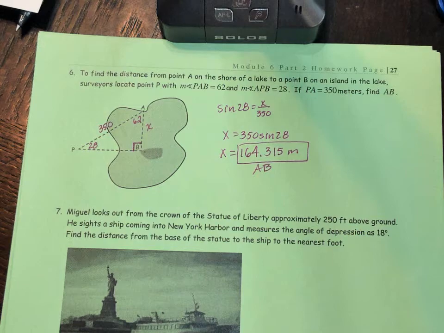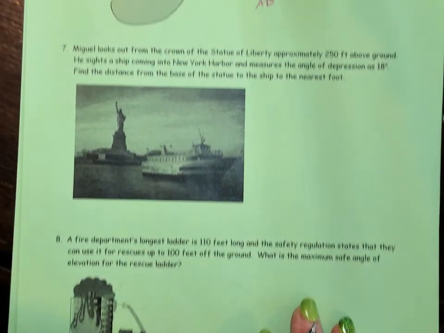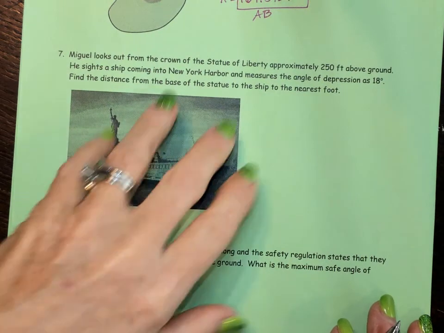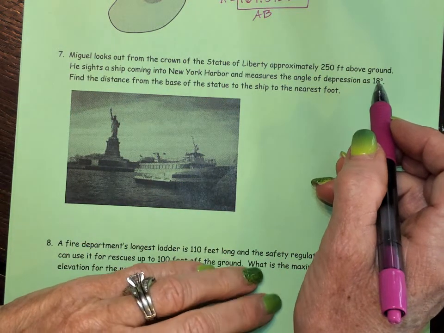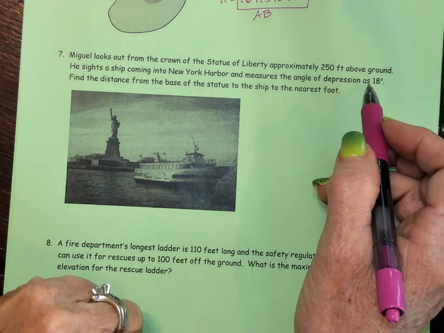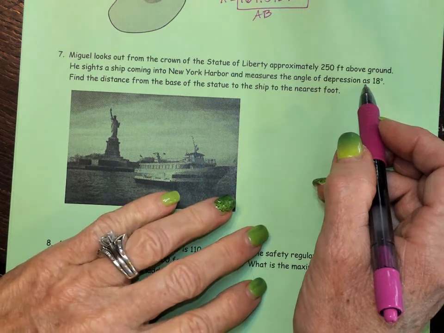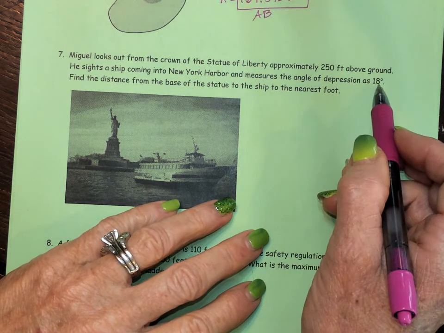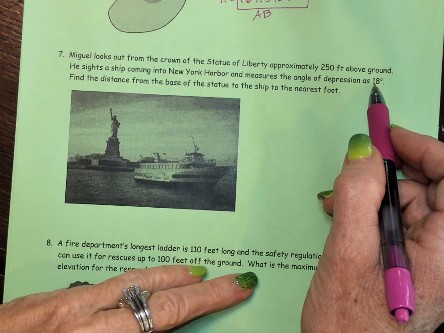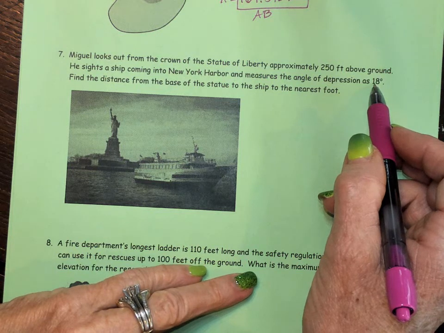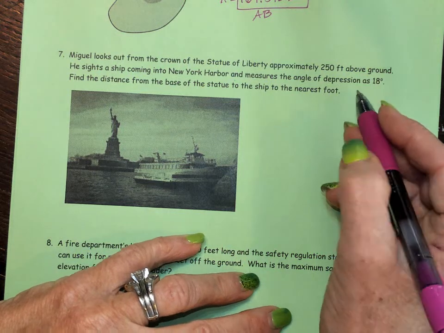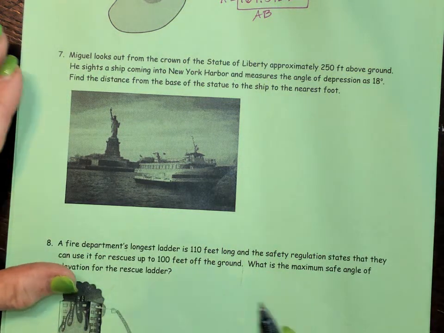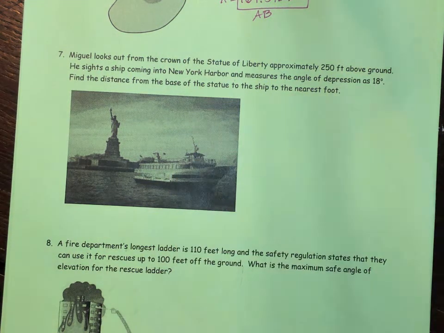All right, let's look at this one. Miguel looks out from the crown of the Statue of Liberty, approximately 250 feet above ground. He sights a ship coming into New York Harbor and measures the angle of depression is 18 degrees. Find the distance from the base of the statue to the ship to the nearest foot. All right, so we got to draw a triangle on here.